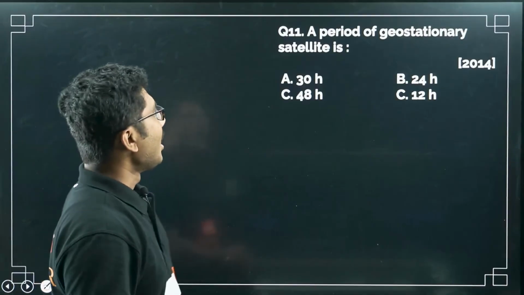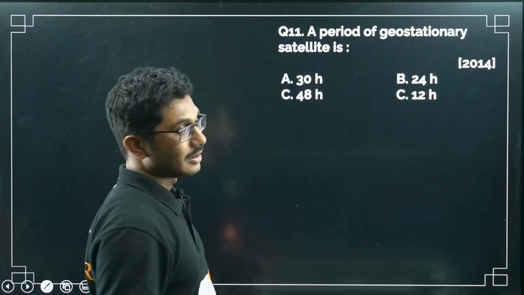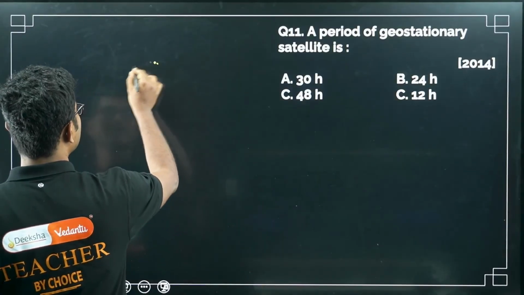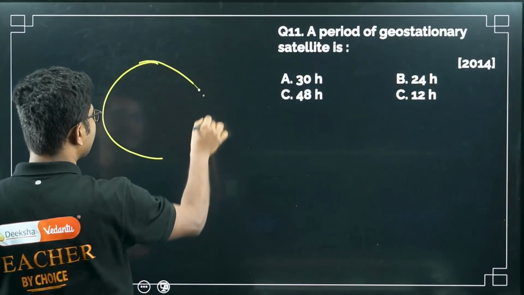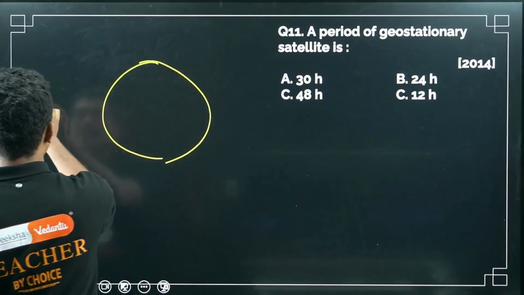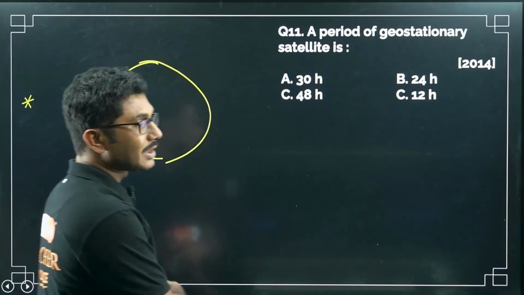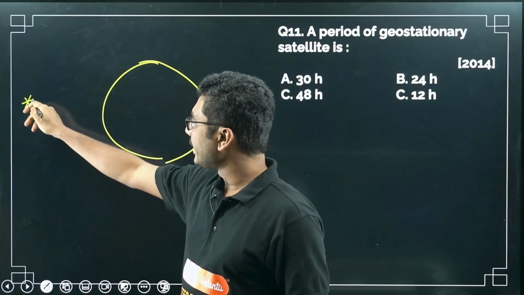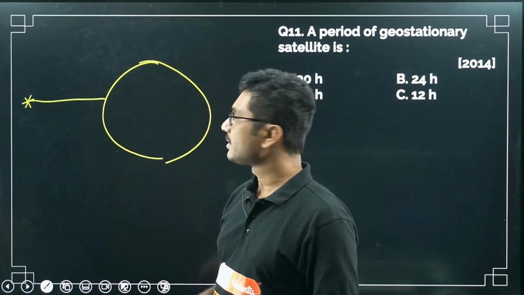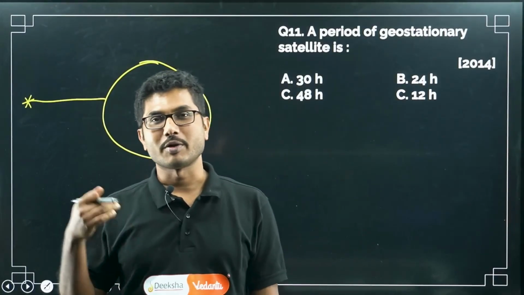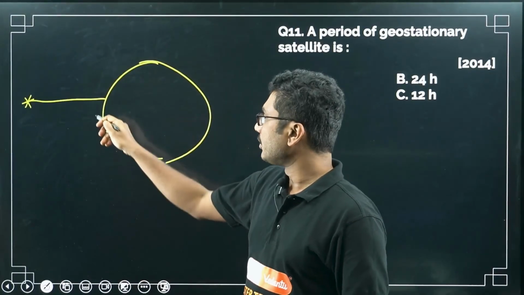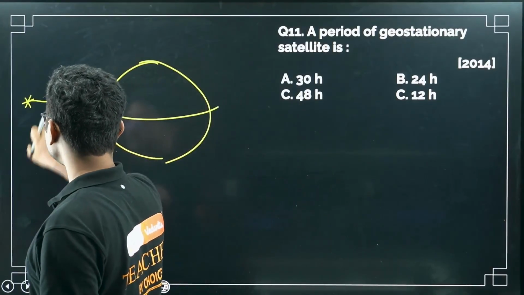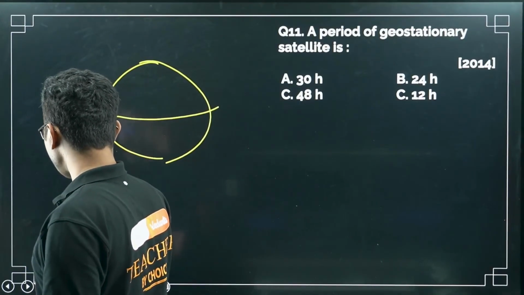Next, period of a geostationary satellite. A geostationary satellite means one which moves along with the Earth. There is an orbital distance from the Earth at which this satellite appears to be stationary at the same position when we look from the Earth, and it is actually along the equator only. Geostationary satellites can be parked along the equator only.